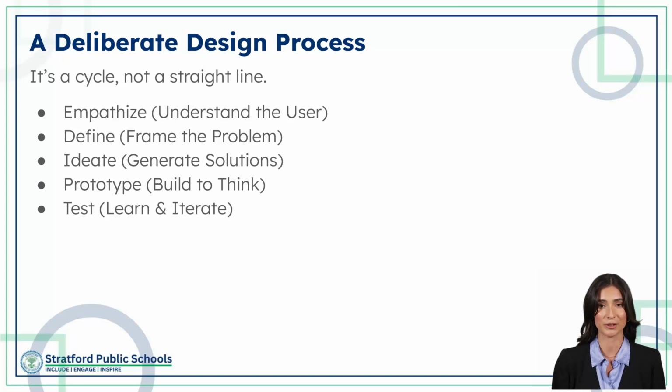Often, students treat projects like a checklist. Do step 1, then step 2, and never look back. But authentic design is cyclical. It's a messy loop where testing a prototype might send you right back to the drawing board. We need to teach them that moving backward in the cycle isn't failure, it's refinement.